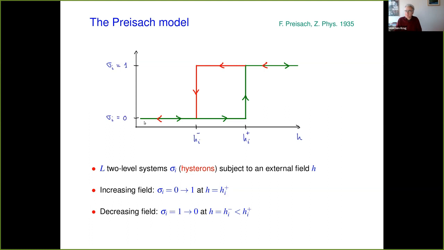of disordered magnets. And of course, you can now choose these h_i at random or in any other way that you're interested in.